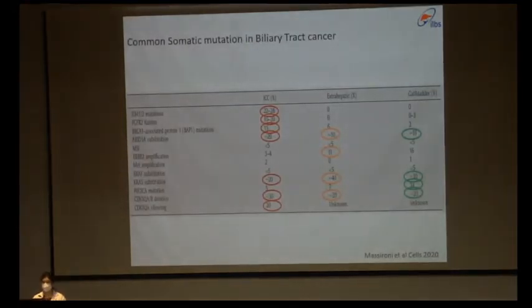Somatic mutations in intrahepatic cholangiocarcinoma are IDH1-2 mutations, FGFR fusions and amplification, BRCA which is associated in 15% of cases, and KRAS mutations and amplifications. Whereas in extrahepatic cholangiocarcinoma, the most common are BRCA mutations, HER2 amplification, and KRAS substitution. So these help us to individualize the treatment.